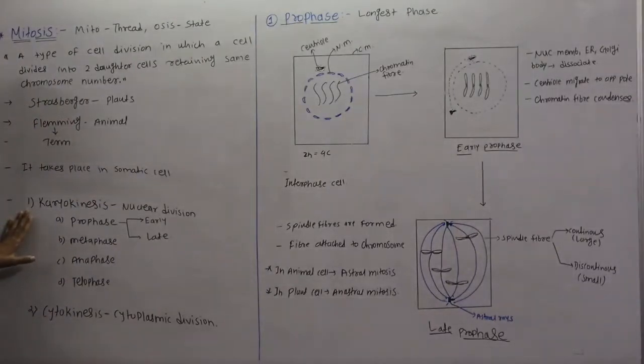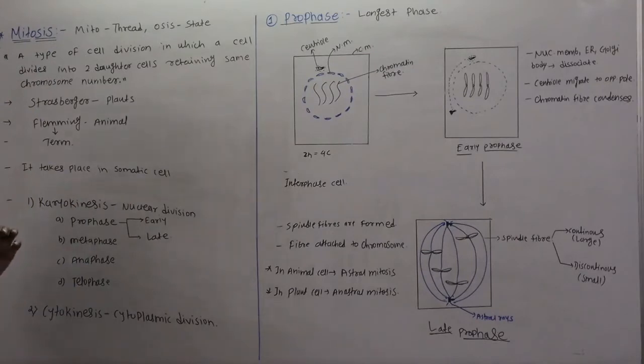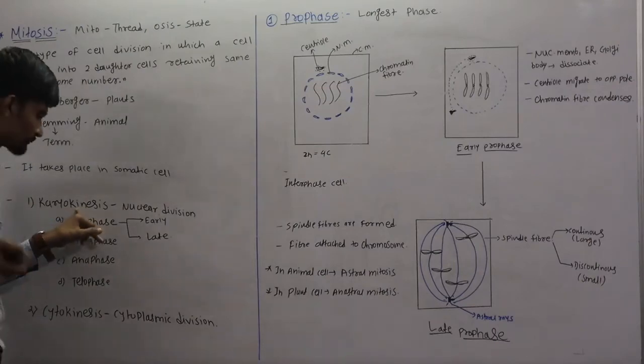Now it has two phases, that is karyokinesis and cytokinesis. Karyokinesis simply means a nuclear division, a division of the nucleus which forms the two daughter nuclei. So the first step is karyokinesis, followed by cytokinesis, meaning cytoplasmic division, and then there is a complete formation of two daughter cells. So prophase, metaphase, anaphase and telophase are the substages of karyokinesis. Karyon means nucleus and kinesis means division, that is, a division of the nucleus.